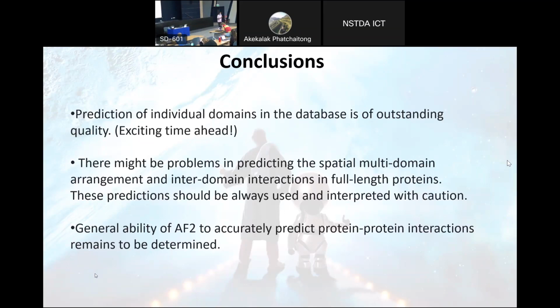And then, we all are excited. We all want to solve everything with AlphaFold. So instead of docking, you can do AlphaFold prediction of two different proteins. But the generalized ability of AlphaFold to predict a protein-protein interaction is still not well vetted.